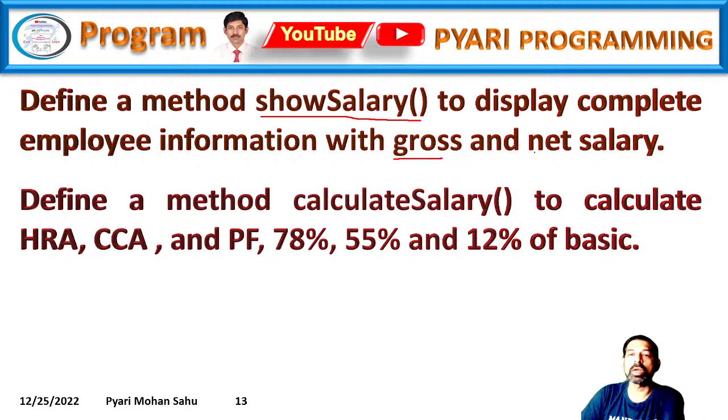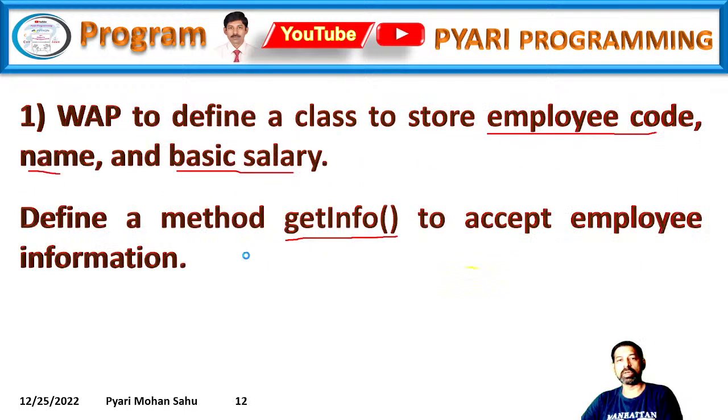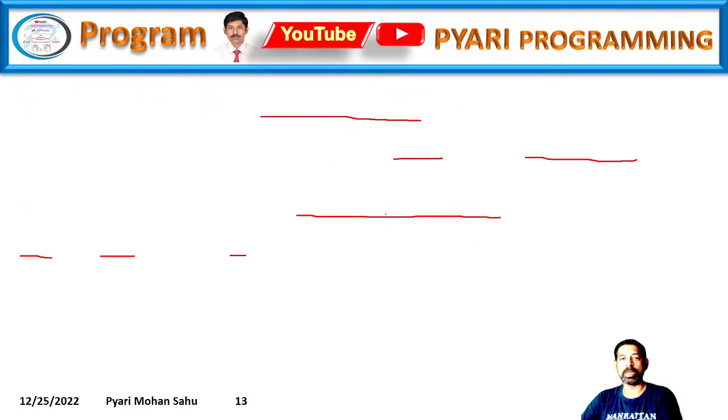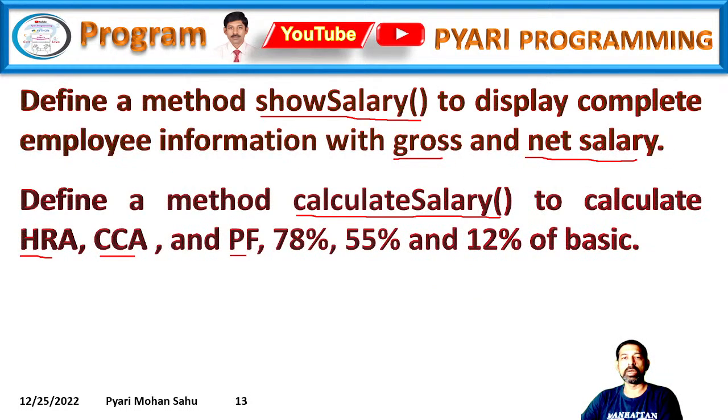That means these two are again instance variables. Now define a method calculateSalary. We have another method. That means in total we got three methods, to calculate HRA, CCA, PF. So out of the three methods, we have employee code, employee name, basic salary. Also, we need gross and net salary, HRA, CCA and PF. These are your instance variables.